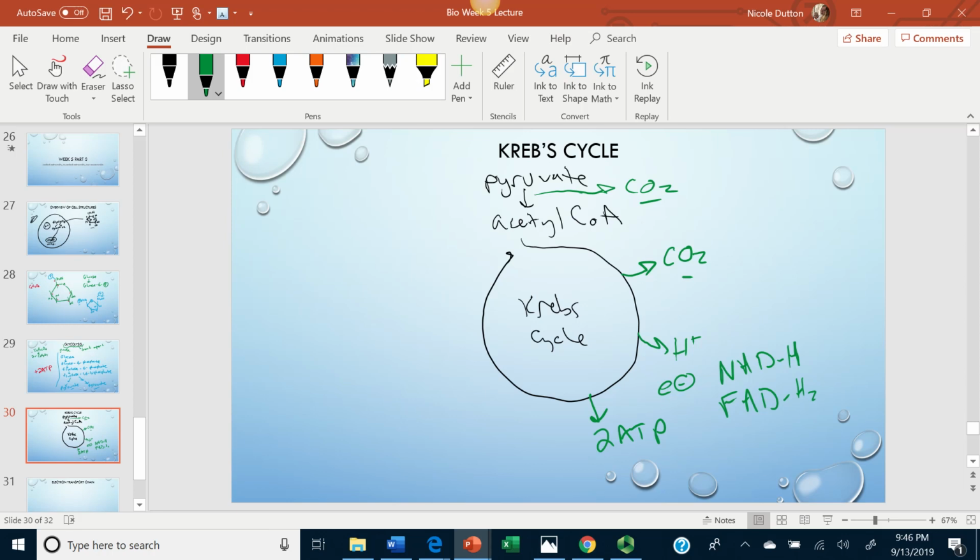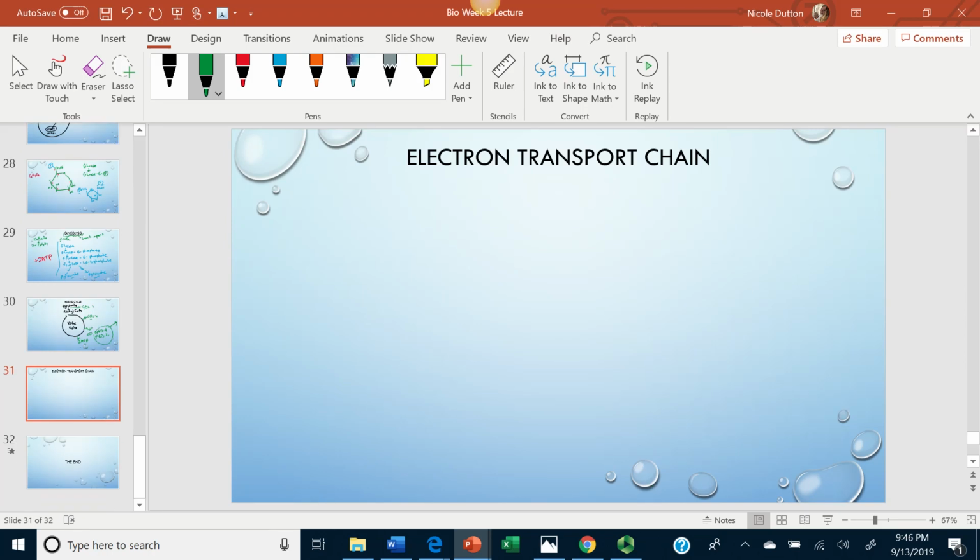So carbon dioxide, like I said, is going to be eliminated as a waste. We don't want that in the body anymore. The energy, that's good to have. And these FAD and NAD carriers are going to carry this stuff to the next part. And the next step is our electron transport chain.